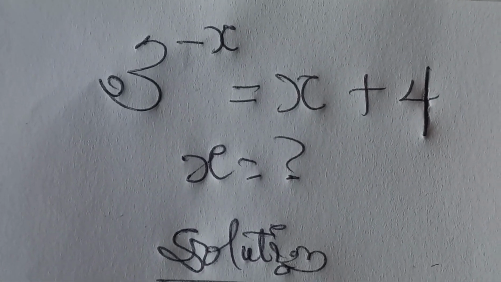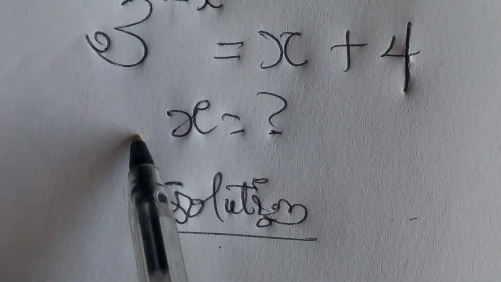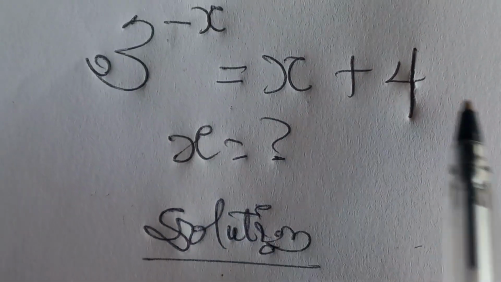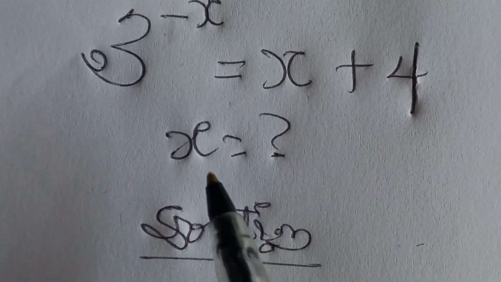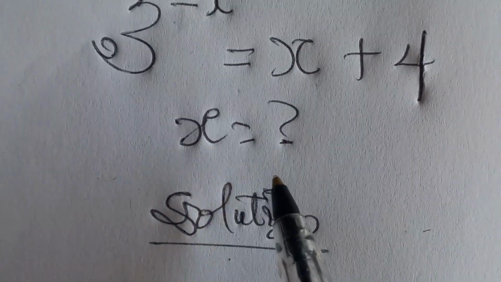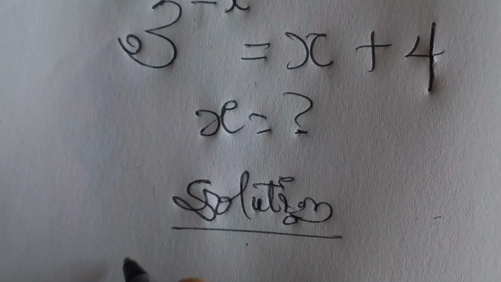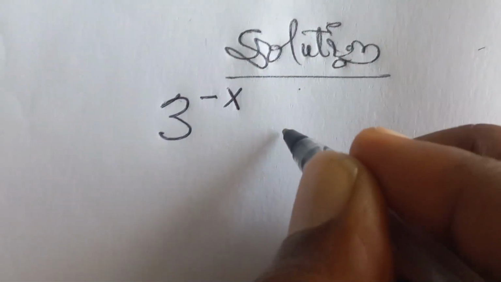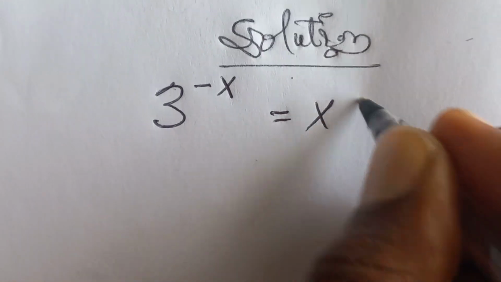So today we are looking at this: 3 exponent negative x is equal to x plus 4. Okay, and we are looking for the value of x. So let's start. We have 3 exponent negative x, which is equal to x plus 4.